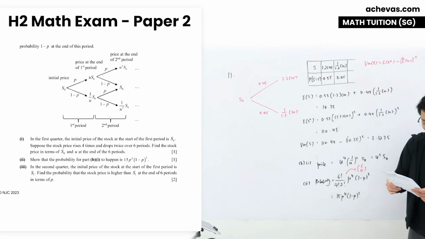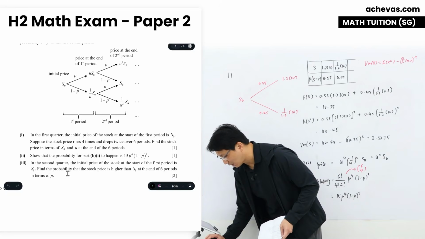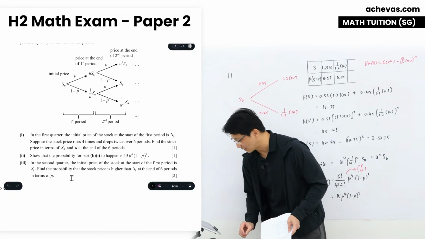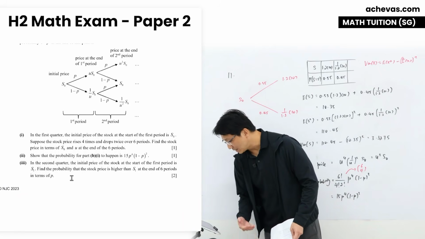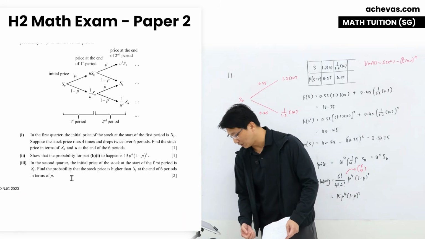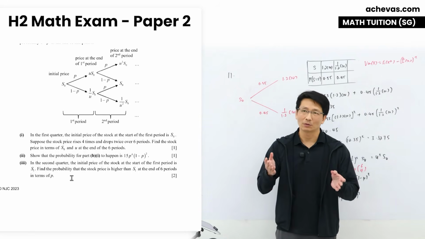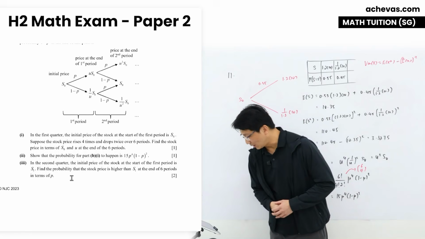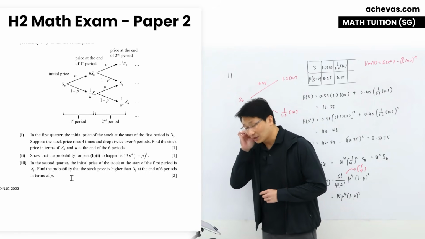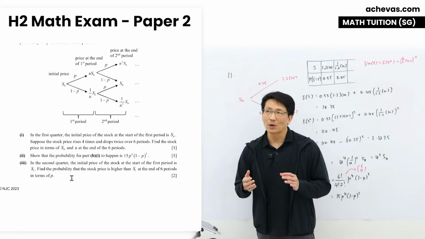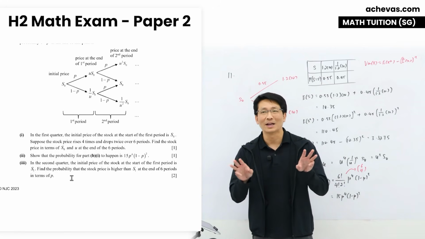All right, and we are going to look at our part 3 now. So part 3 says that in the second quarter, the initial price of the stock at the start is S1. Find the probability that the stock price is higher than S1 at the end of 6 periods in terms of p. Okay, so now if you have the initial stock price to be S1, after that, it will be higher after 6 periods. So if you think of it this way, what happens if you have 3 up and 3 down? Actually, the prices will kind of neutralize, right?